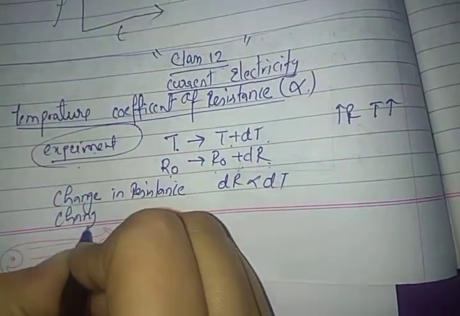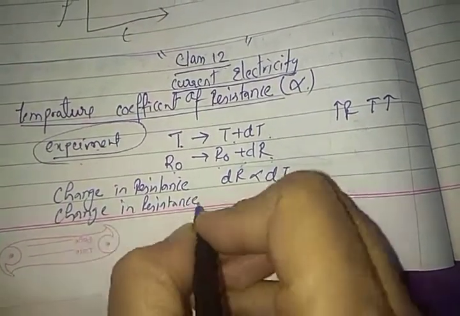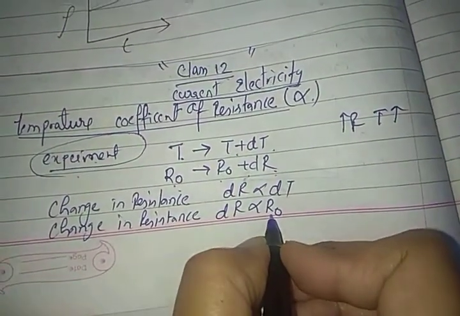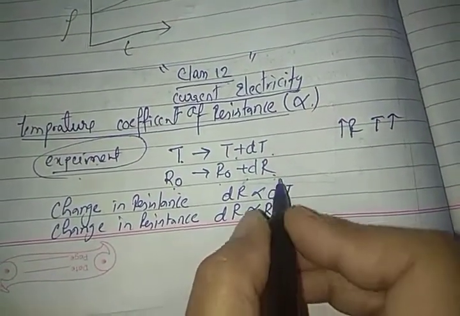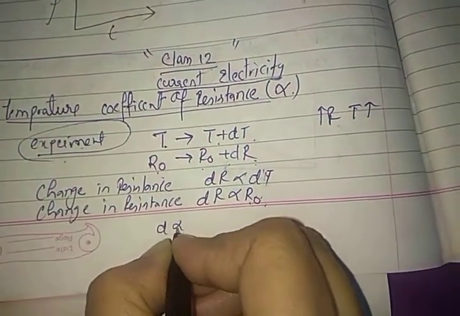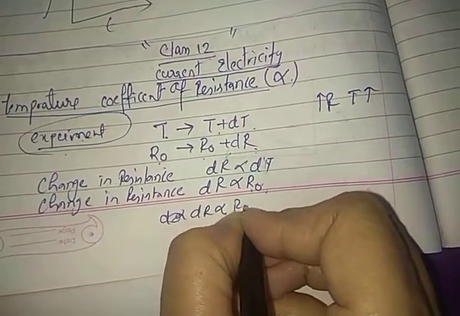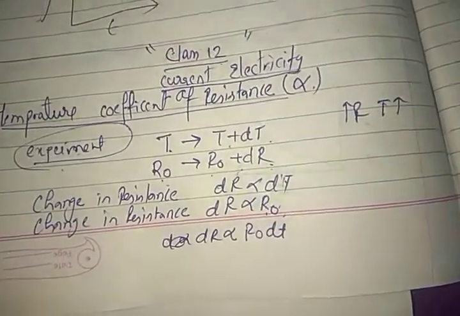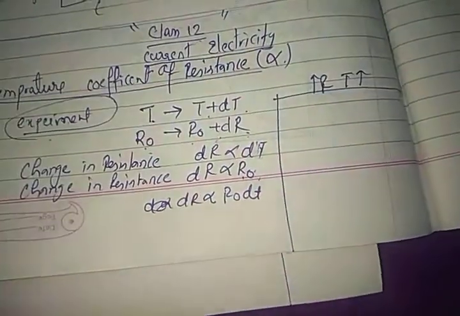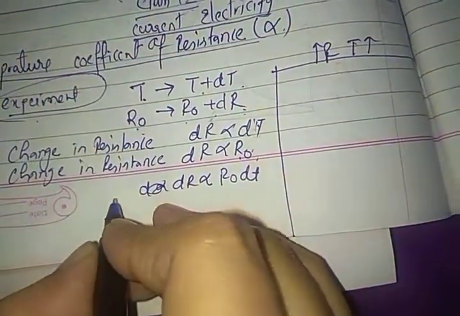Similarly, the change in resistance also depends on the original resistance. On combining these two, dR will be directly proportional to R0 dT. Now just integrate it. I am integrating it here only so that you can look here.